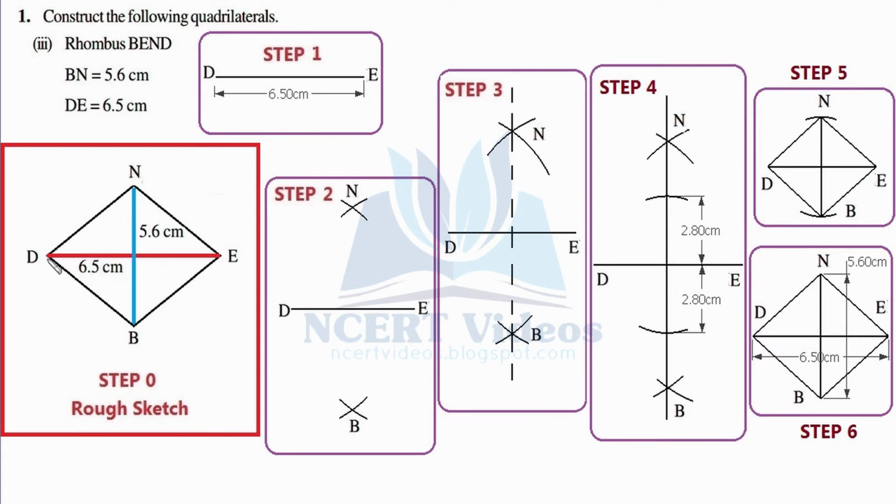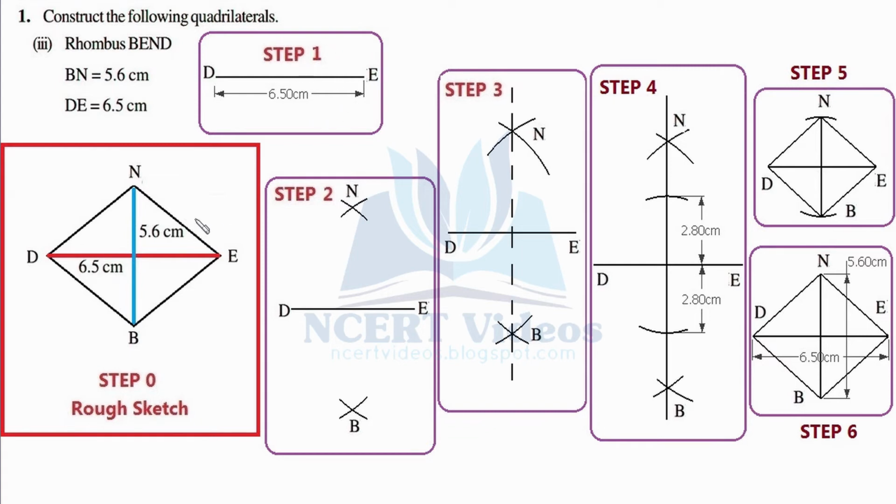So the first step is simple. We will construct this diagonal DE using our ruler with the actual measurement as 6.5 cm. So we construct this line segment and we mark its measurement as 6.5 cm. That is, we used the actual measurement from the ruler. That completes our step number first. Pause the tutorial and try to construct it on your own.